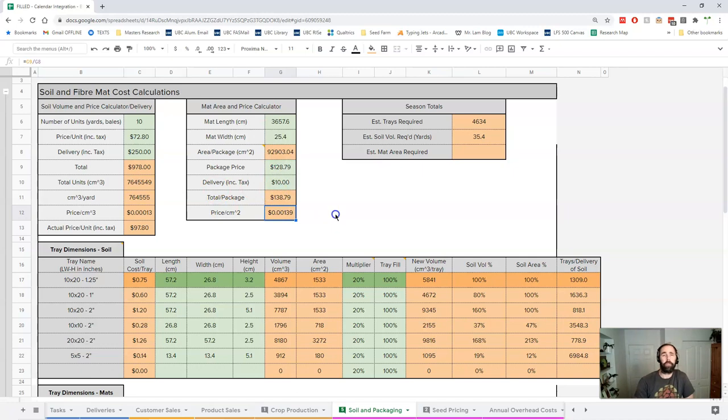So basically, mats are expensive is what I'm saying. But in some cases, it might be the only option you have. If you've nowhere to store soil or store your compost, if you live in a very rural area where you can't get soil shipped to you, but you can get Amazon to send you some fiber mats, then that's what you should use.